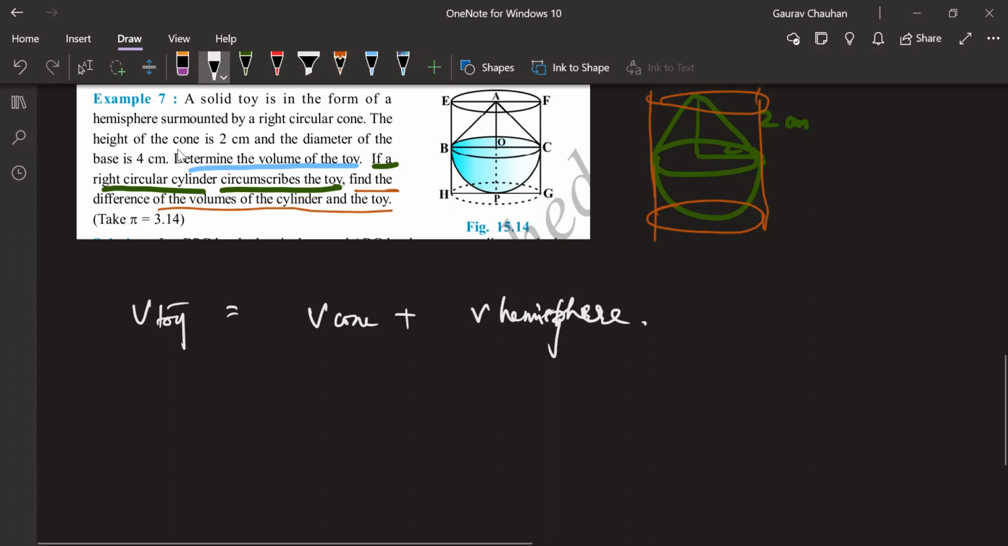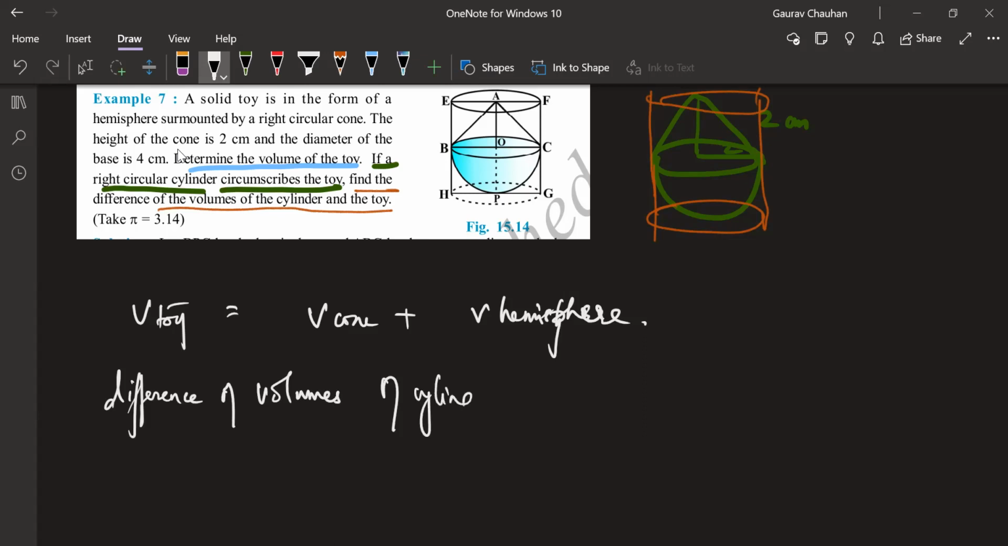So difference of volumes of cylinder and toy. What minus what will be the case? What will be minus what? What will it be first? Yes, Deepak. First, we will have volume of cylinder. Why? It is the bigger one. That's why I'm doing volume of cylinder minus volume of toy.